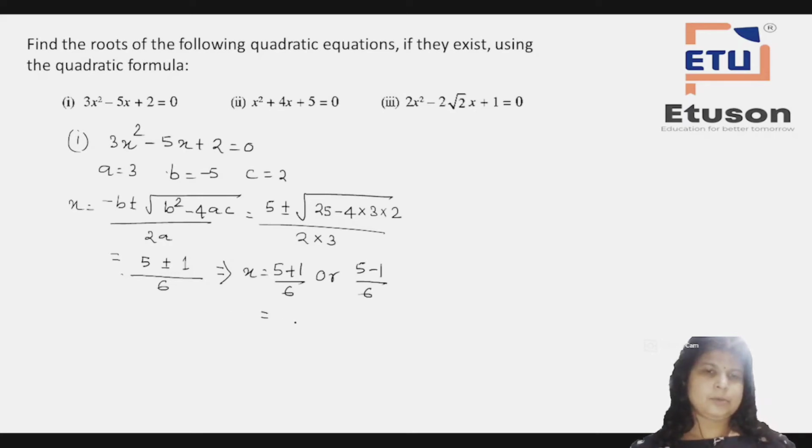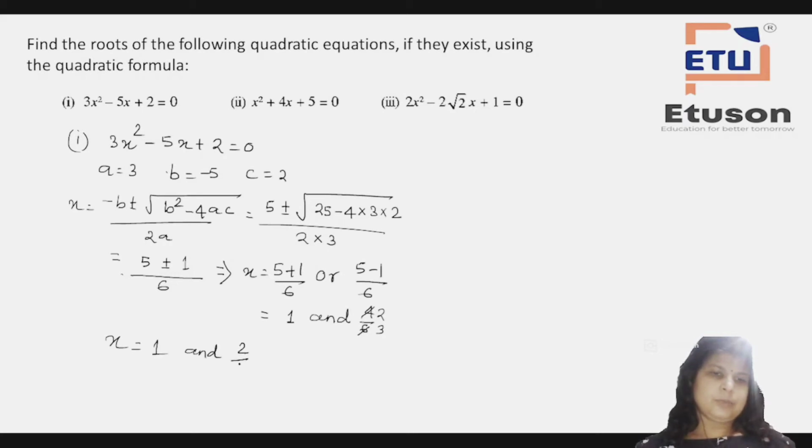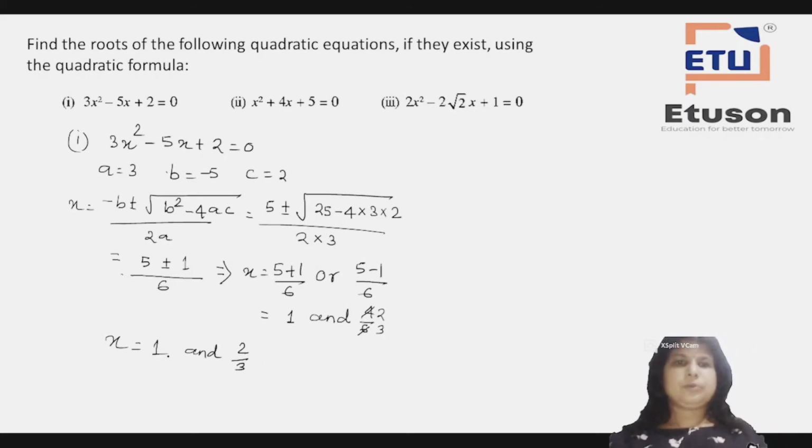That means x is equal to 6 by 6 is 1, and 5 minus 1 is 4 by 6. You bring it to the simplest form, it is 2 by 3. So x is equal to 1 and 2 by 3. Correct? So now let us do the second bit.